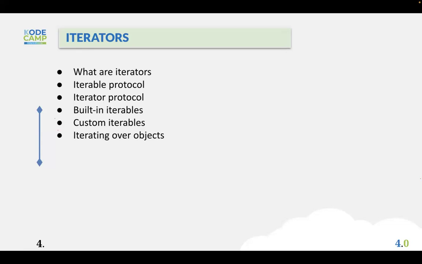The iterator protocol is a standard way for objects to be iterable, meaning they can be used in for loops and other contexts that expect a sequence of values.